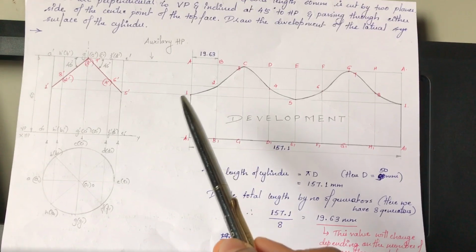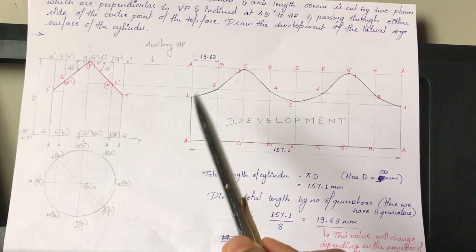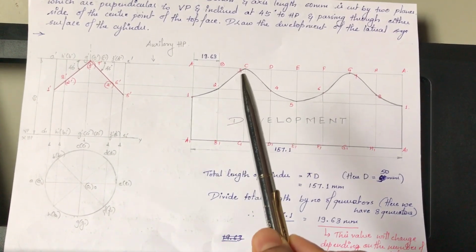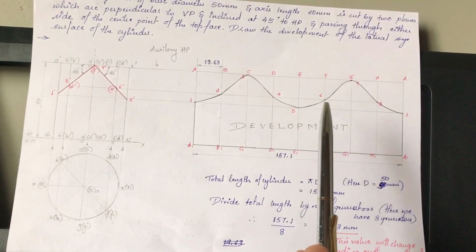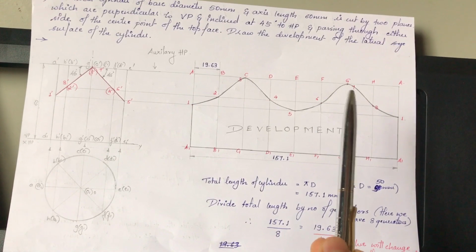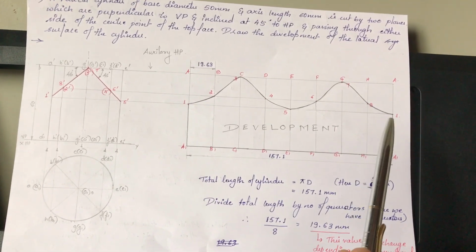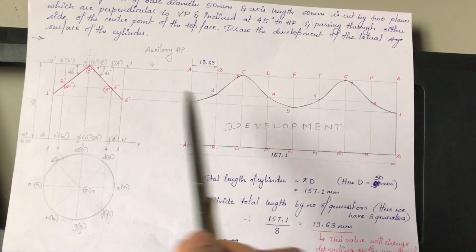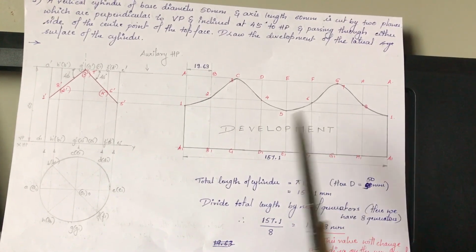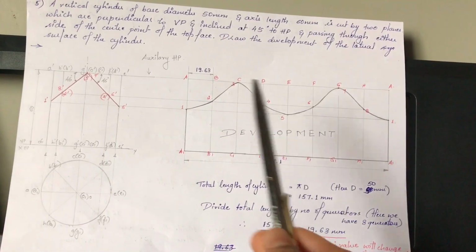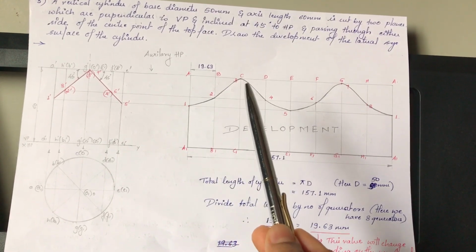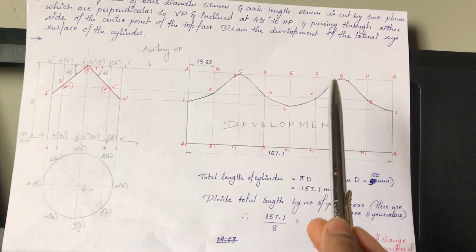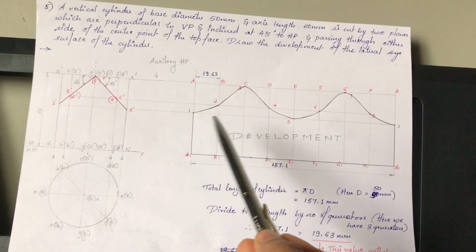After that you have to start marking 1 on AA1, 2 on BB1, 3 on CC1, 4 on DD1, 5 on EE1, 6 on FF1, 7 on GG1, 8 on HH1 and 1 on AA1. So these all have to be projected. Once you get all these points of intersection, you are now going to join all these points freehand in the form of an arc.